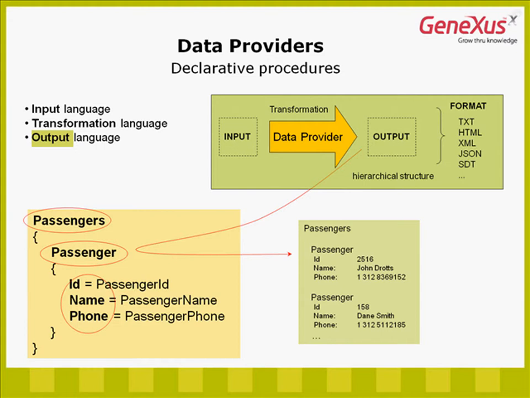This example we have here is showing the declaration of a data provider used to load a collection of passengers. A passenger collection where each passenger is made up of an identifier, his or her name, and a phone number. We'll return to our KB and implement a data provider which we'll use to load our user control.